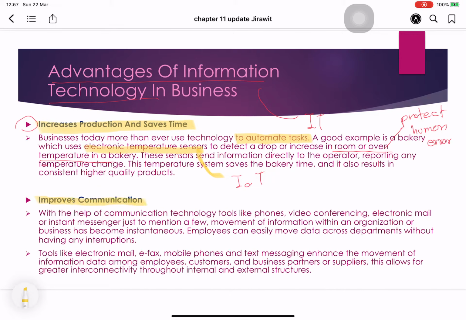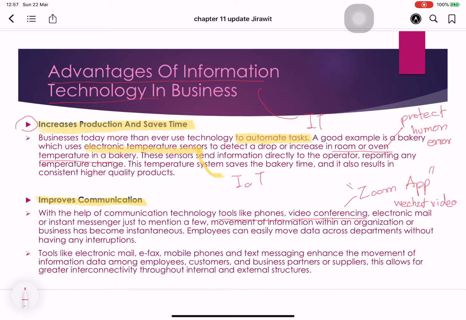And IT can improve communication, okay? Like phone and video conferencing. We are going to use the Zoom application to conference between us, because we have to learn the online course and we cannot see each other in the classroom anymore. We can communicate via the Zoom application, or in the future, one by one, we can do it with WeChat video, right?